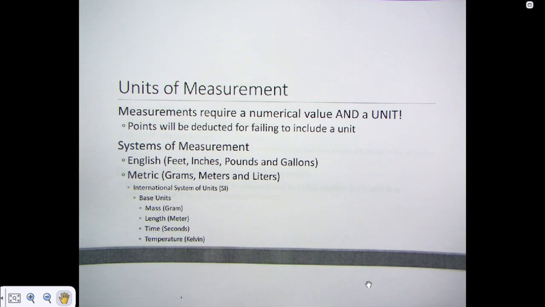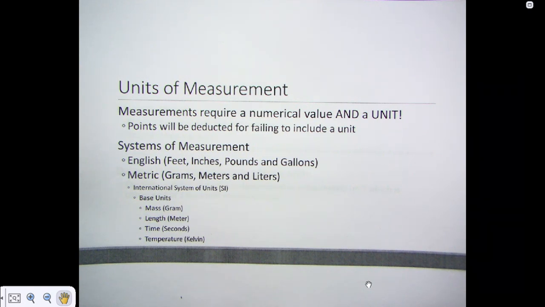So first of all, measurements require a numerical value and a unit. Numbers without units are absolutely meaningless. If a unit is given to you in the course of a problem, a unit should be given as part of your answer. If you don't give units, I don't know if you're talking about 4 cups, 4 grams, 4 liters, 4 pink fluffy bunnies. I have no way of knowing. So make sure that you include units when you are given units.